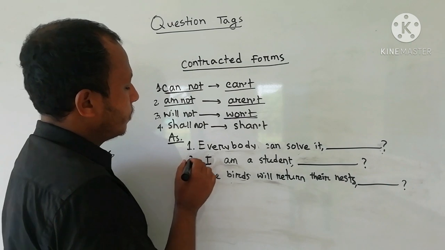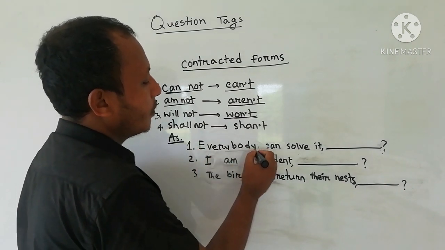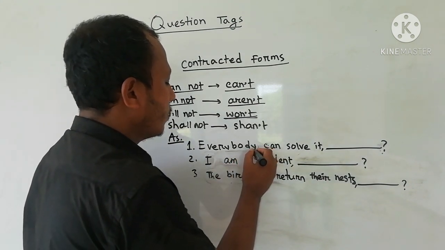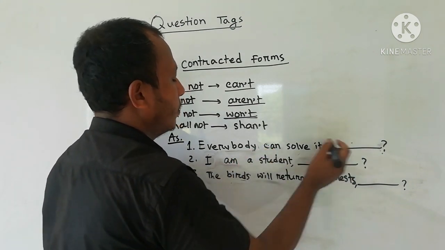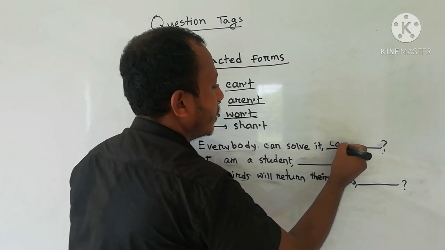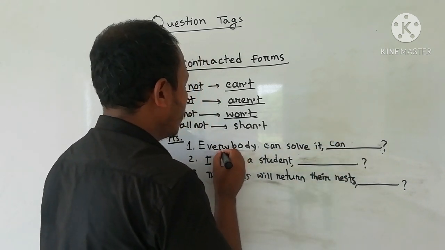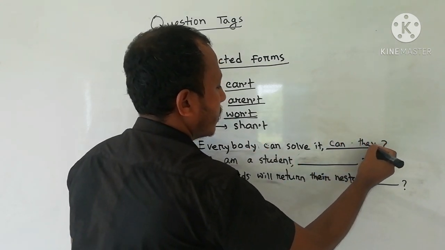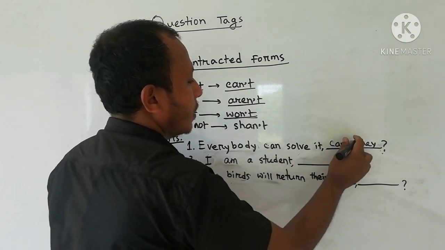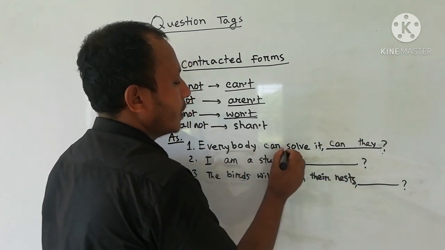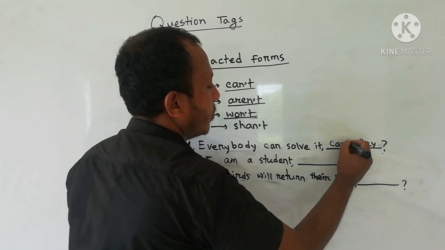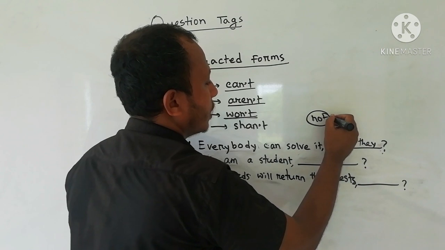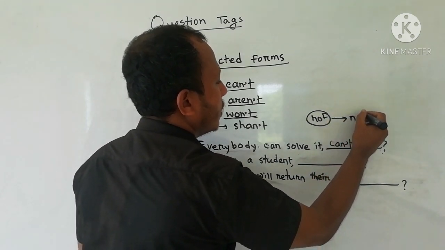For example, number 1, everybody can solve it. This sentence is positive, so the question tag will be negative. Here can is the auxiliary and the subject is everybody. We know that we have to use they as the subject for everybody. You can't use the full form of not here. You have to use the contraction sign, n't.